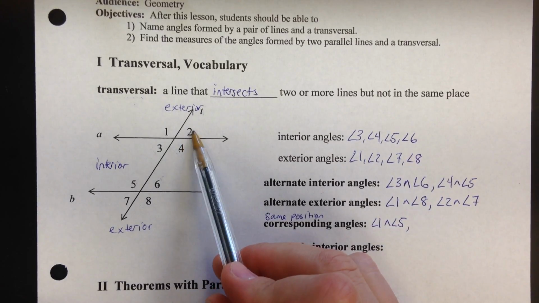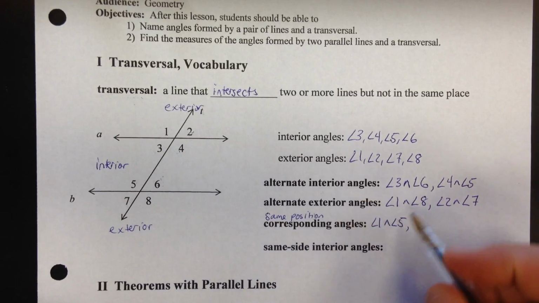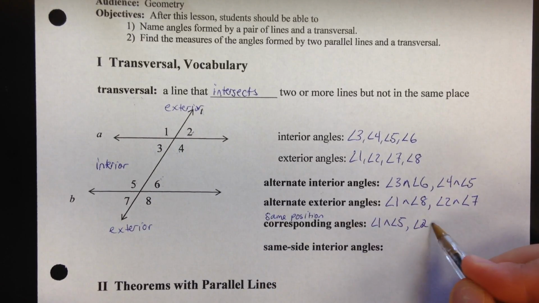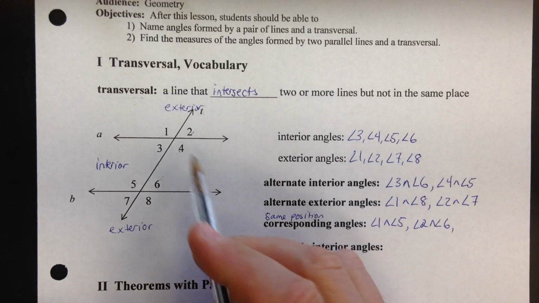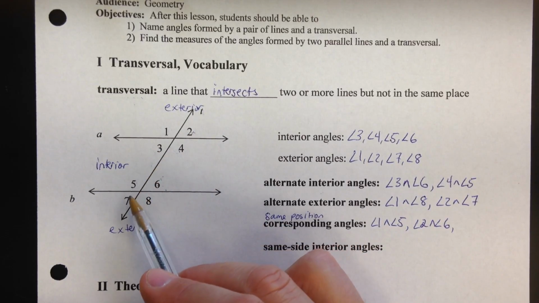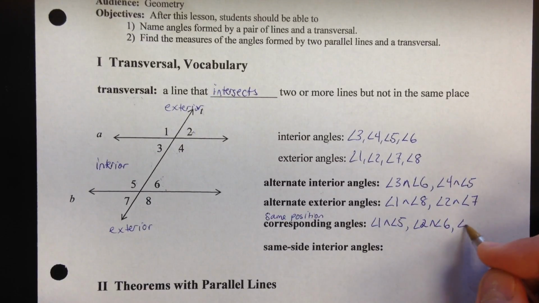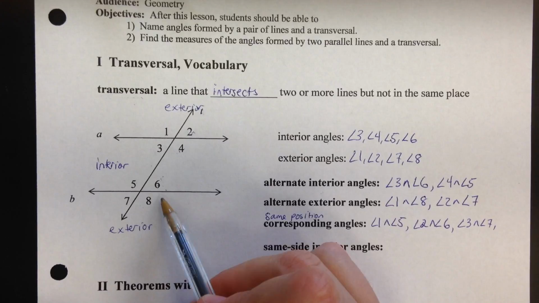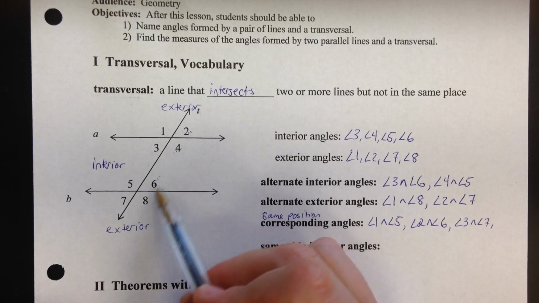Another pair would be angle 2 and angle 6. They are both in the top right position. Angle 3 and angle 7. And then the last pair is angle 4 and angle 8. So bottom right, bottom right.